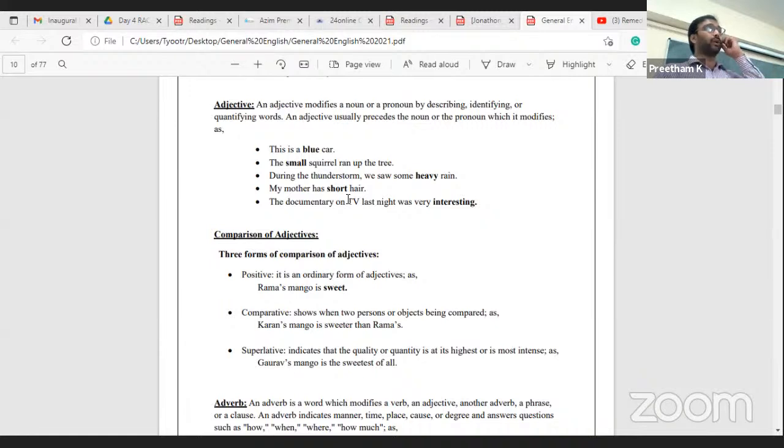And you should always take into consideration the nearest noun. Mother is also a noun. Hair is also a noun. If you just consider my mother is short, then also short is an adjective. Here you are describing the hair. So it's short hair. Here also it's an adjective.